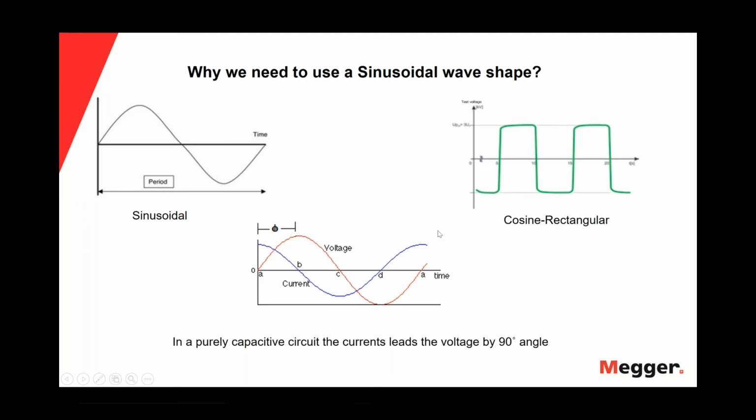And the problem is that if we try to use a cosine rectangular wave shape to measure the tan delta, then we don't have a phase reference between current and voltage, because in the cosine rectangular wave shape, we will have these DC plateaus or these DC components. And that's the problem, because then, as I said, we don't have a phase reference between the current and the voltage. That is the reason we use the sine wave shape to measure the tan delta.